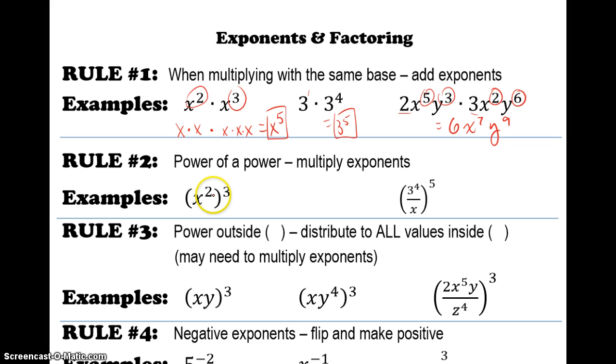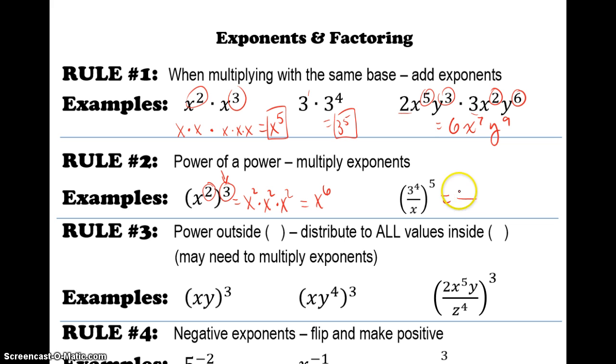If you see parentheses and you're taking a power to another power, you are going to multiply those. It's kind of like me saying take x squared times itself 3 times. 2 plus 2 plus 2 is 6. And so again, a quick way to do that is just to multiply the 2 times 3.